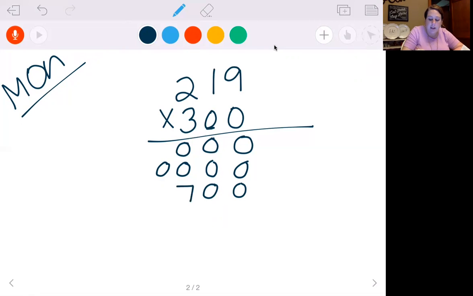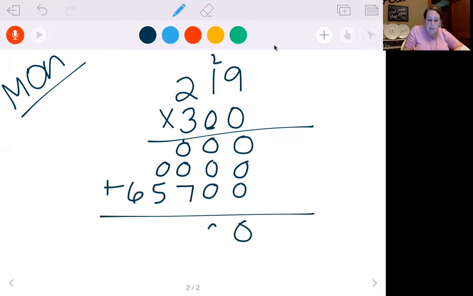3 times 9 is 27. I'm going to put my 7, carry my 2. 3 times 1 is 3, plus 2 is 5. And 3 times 2 is 6. So here's the easy part. There's really no adding here. You're just dropping the numbers down. 65,700.